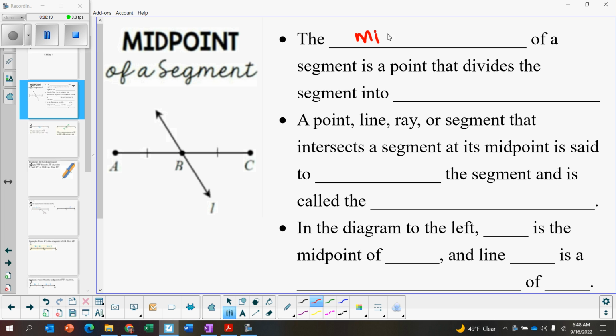The midpoint of a segment is a point that divides the segment into two congruent segments. So it's exactly in the middle, right? Middle point. So in this picture, B is the middle point between A and C. It's exactly in the middle, cuts it into two congruent segments. A point, line, ray, or segment that intersects a segment at its midpoint is said to bisect the segment and is called the segment bisector.